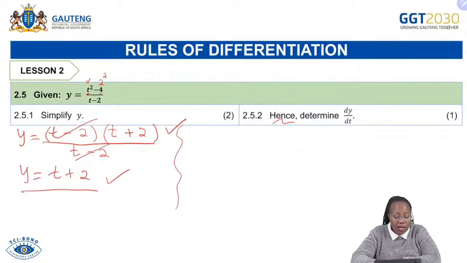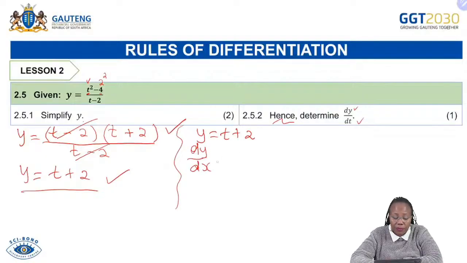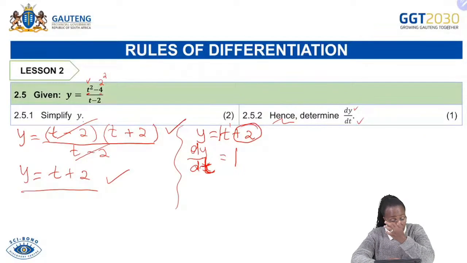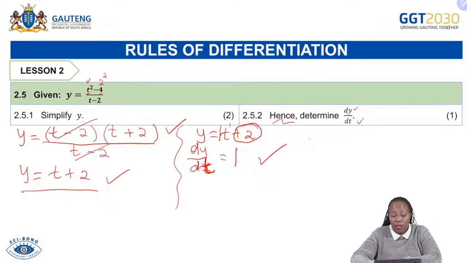Hence, that means take your previous answer, determine dy/dt, deriving y in terms of t, okay? Then this will be dy/dt, dt not dx, deriving y in terms of t. And then this is to the power 1, that means you are taking coefficient 1. This is a constant number, the derivative is 0 there. So your answer will just be 1. That is why this is worth 1 mark.